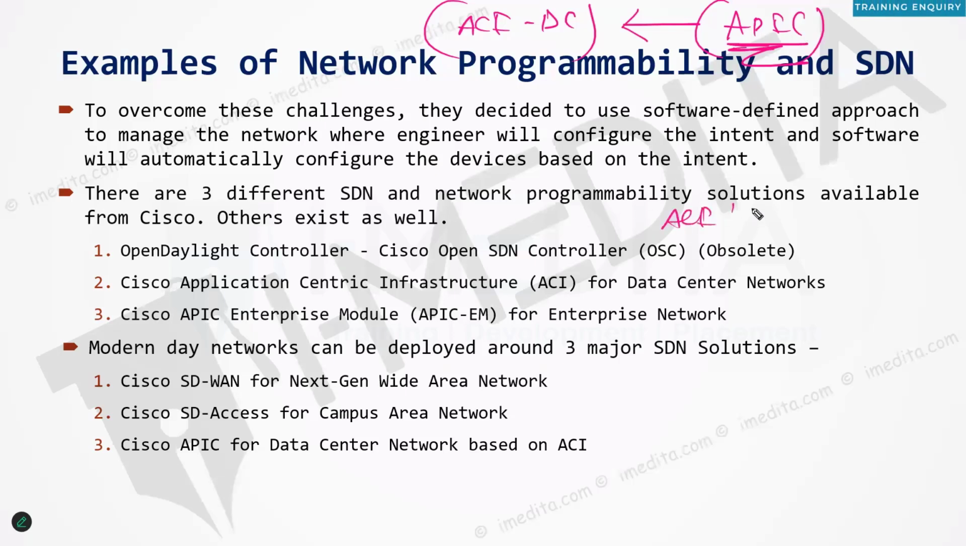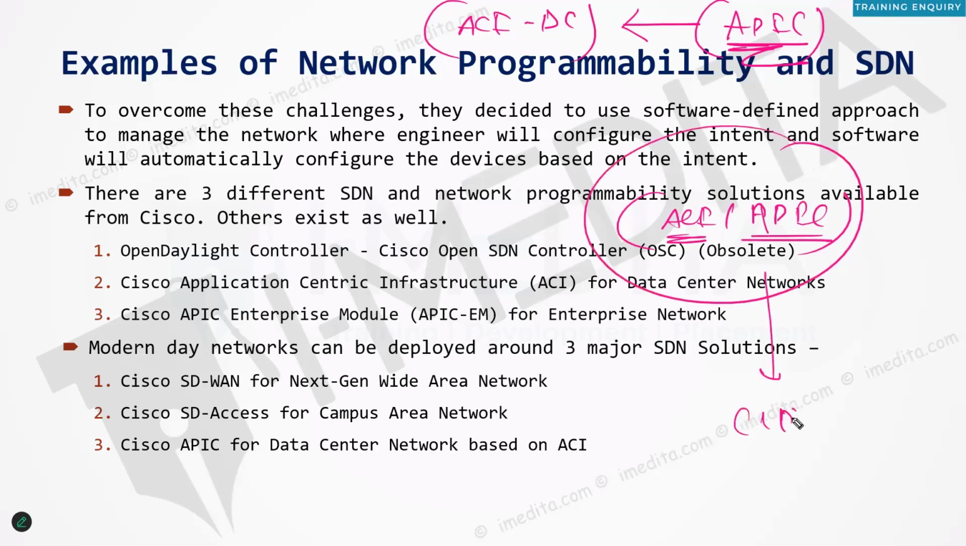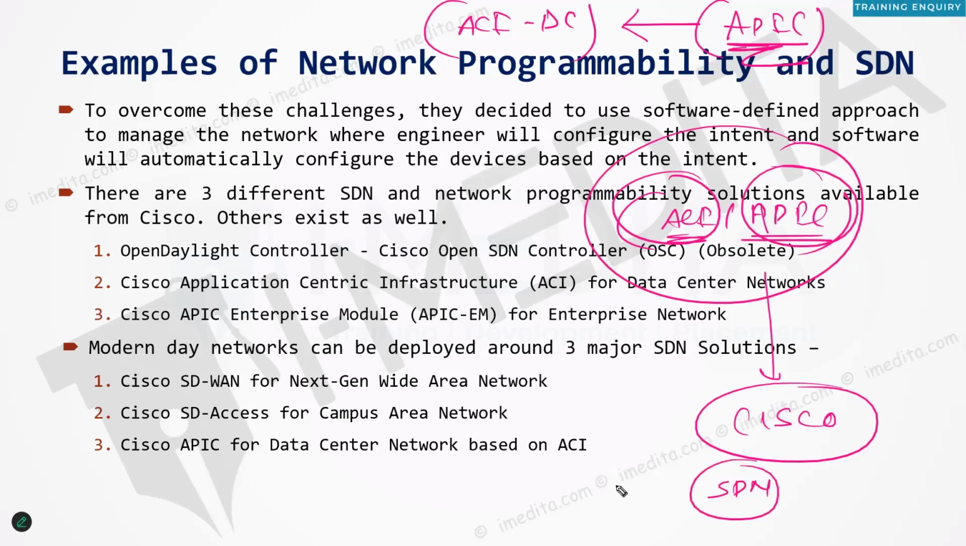ACI is the data center solution, and APIC is the name of the controller, the Application Policy Infrastructure Controller. It is still used in the Cisco data center environment. You will still see the use of ACI and APIC in the data center network in order to manage it in a software-defined approach, rather than configuring all these things one by one. Maybe someday when you go for the data center track, you will learn about the ACI APIC concept. Not here, of course.